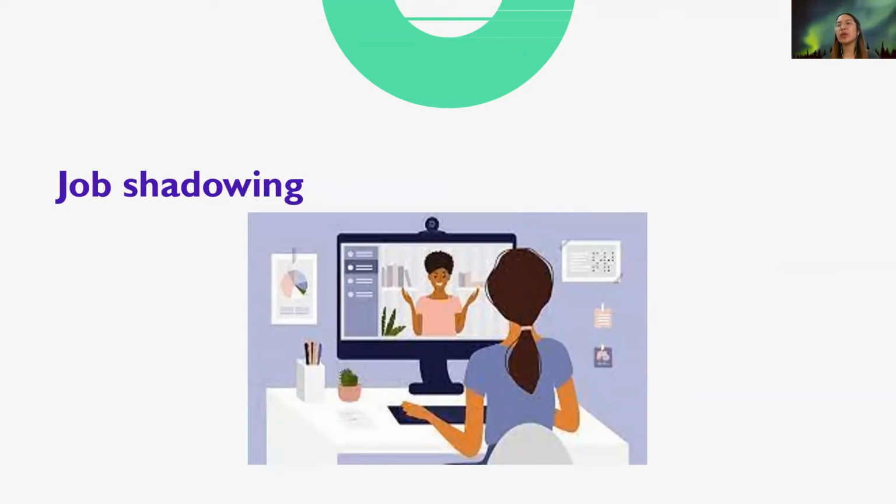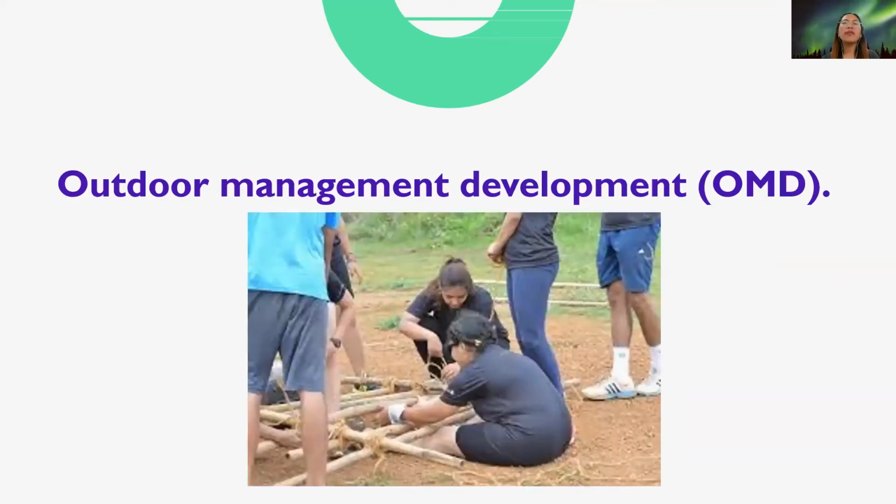Job shadowing is working with another employee who has different experience to learn from them. So you are working with another employee with different experience from you. This is a good way to learn and exchange ideas. Then we have the OMD, or the Outdoor Management Development. So it is a form of experiential activities. So a 2001 study by Hamilton and Cooper showed that this could be effective.